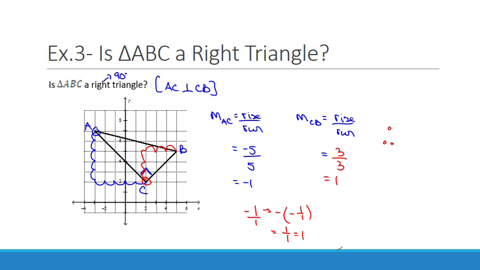Therefore, AC is perpendicular to BC, and triangle ABC is a right triangle.